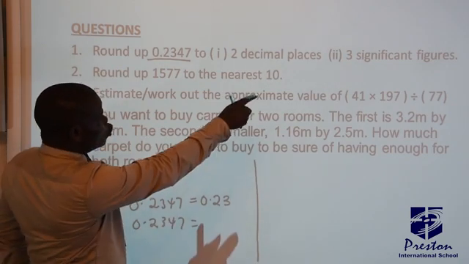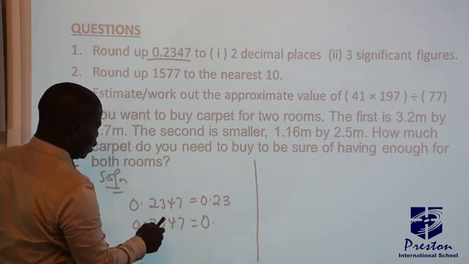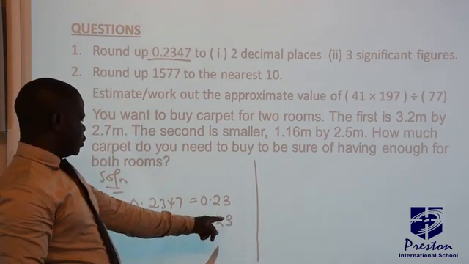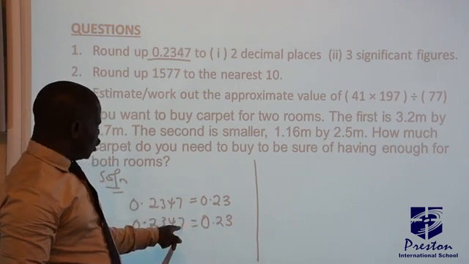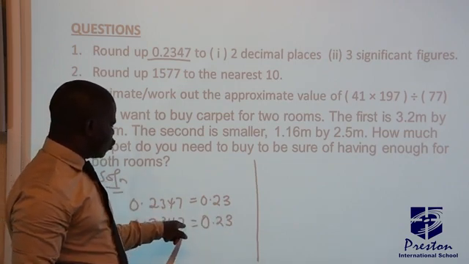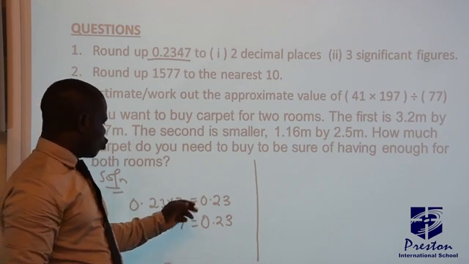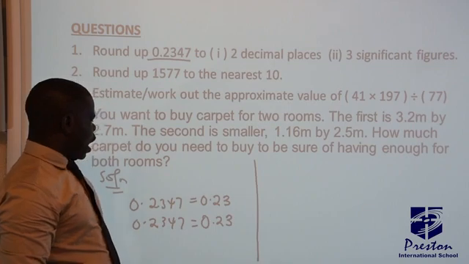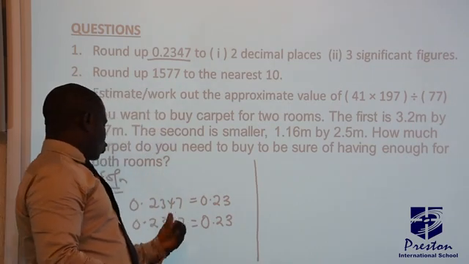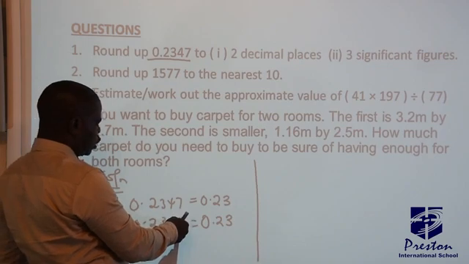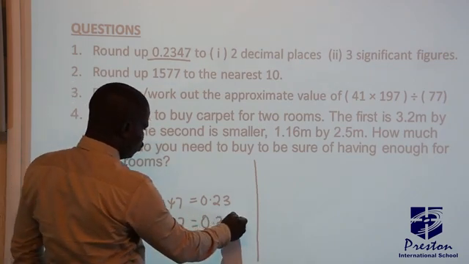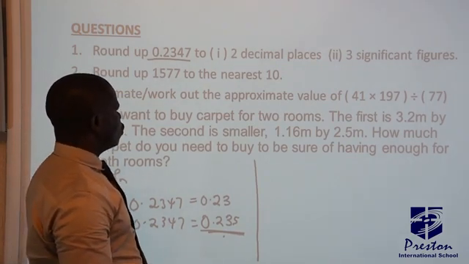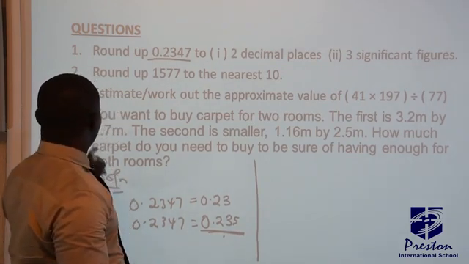So if you are going to 3, that means you have 0 point, now let's write the first 2, 3. Now the third one means you need to look at the number after the third one. Is it a number you can approximate? If it is, you approximate it and add it to it. In this case, 7 is a number you can approximate. Approximation means turning it to 1 and adding it to the preceding number. So this will change to 1, add it to 4, it turns to 5. So this is the answer in 3 significant figures. That answers question 1.